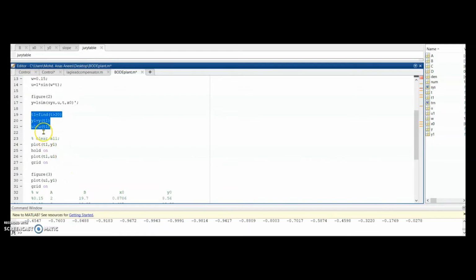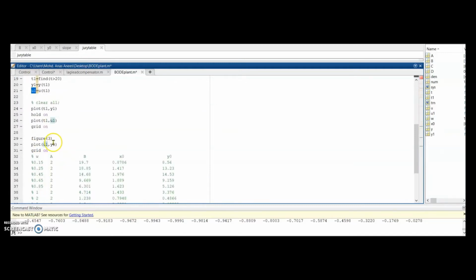Just consider that the final output of our system is y1 and the input which we are giving is u1. Now we are plotting it. We are plotting output with respect to time, and on the same plot we are plotting input with respect to time, so that we can compare the two. And in the third figure we are plotting the XY plot, because on the x-axis we are taking input and on the y-axis we are taking output. Now we will run this program and see what is happening for a better picture.